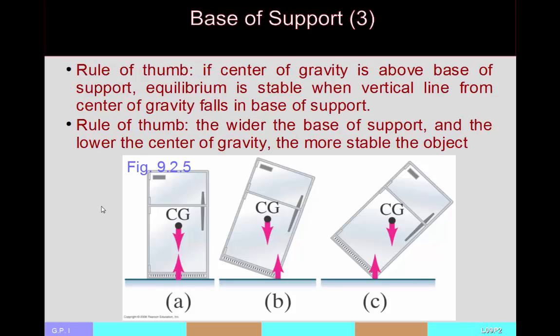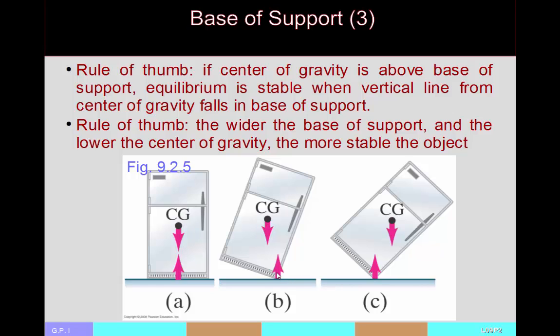And the basic rule of thumb is if the center of gravity is above the base of support, then the equilibrium will be stable. And if the center of gravity is not above the base of support, then it will not be stable. And by above base of support, what I mean is, here is our base of support, here is our center of gravity, this one is stable.